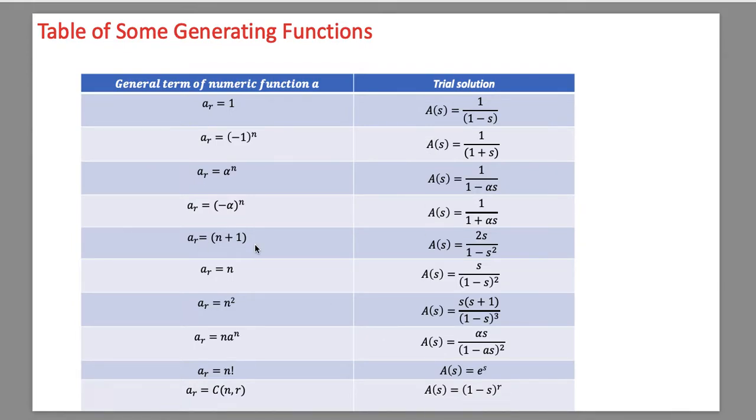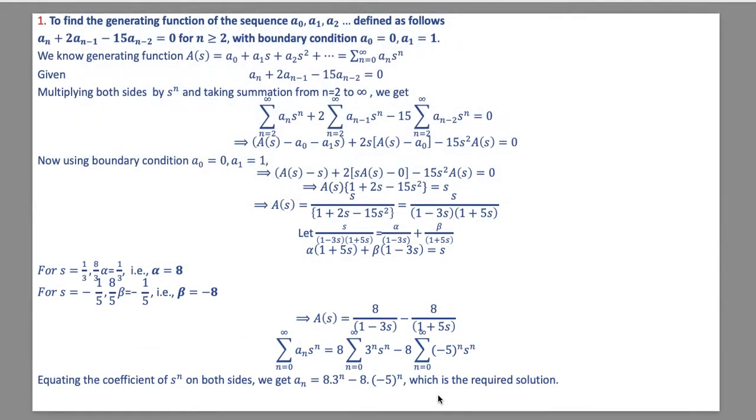If a_r is r plus 1, then A(s) is 1 upon (1 minus s) whole square. If a_r is r, then A(s) is s upon (1 minus s) whole square. If a_r is r square, then A(s) is s into (s plus 1) upon (1 minus s) whole cube. If a_r is r times alpha raised to power r, then A(s) is alpha s upon (1 minus alpha s) whole square. If a_r is 1 upon factorial r, then A(s) is e raised to power s. If a_r is C(n, r), then A(s) is (1 plus s) raised to power n.